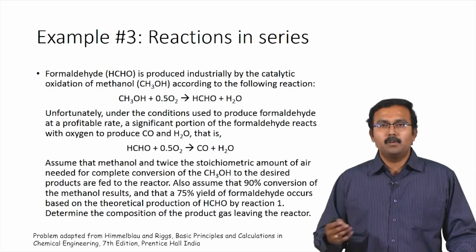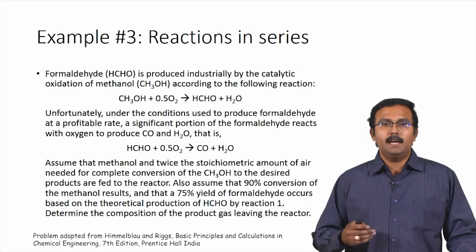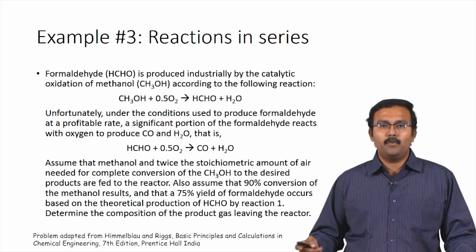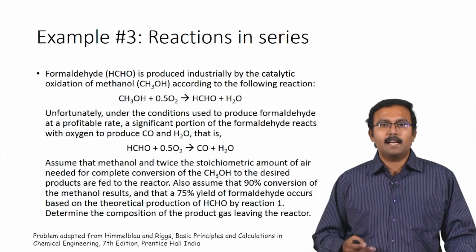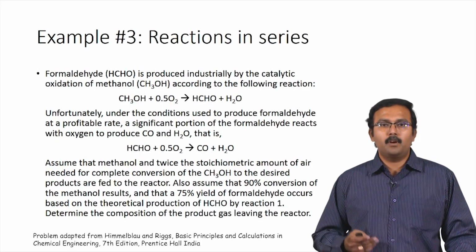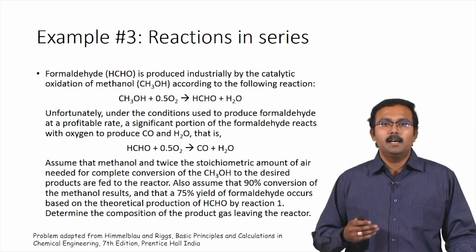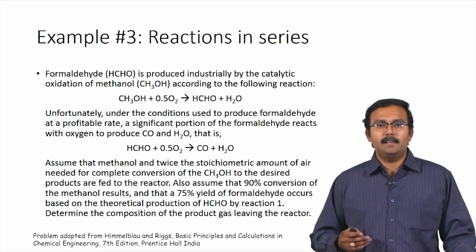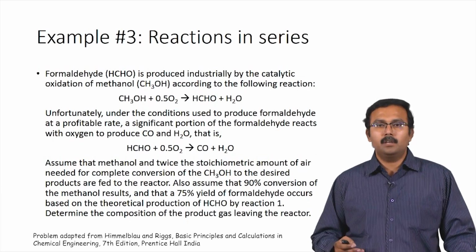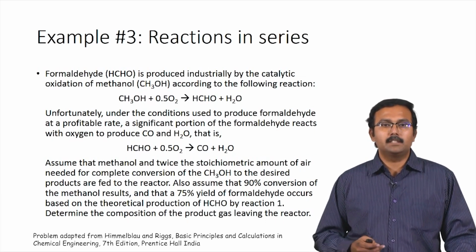Now let us move on to an example problem where reactions are happening in series. Let us look at this example problem. Formaldehyde is produced industrially by catalytic oxidation of methanol according to the following reaction. Methanol reacts with oxygen to form formaldehyde and water. Unfortunately, under the conditions used to produce formaldehyde at a profitable rate, a significant portion of formaldehyde reacts with oxygen to produce carbon monoxide and water in the given reaction.